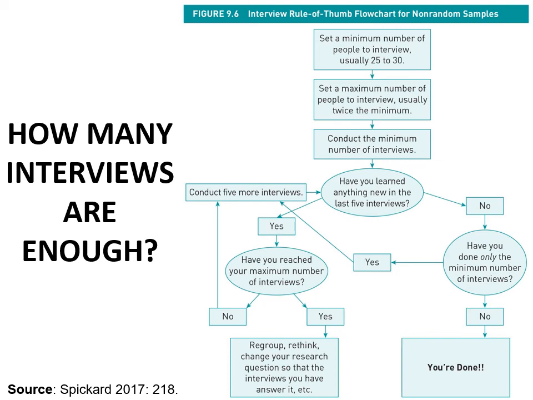So this, I love flowcharts. This is a flowchart from your textbook, Spickard. So chapter 9, figure 9.6, interview rule of thumb flowchart for non-random samples. So only for non-random samples. This answers the question of how many interviews are enough. So he says set a minimum number of people to interview, usually 25 to 30. So that's the minimum number.